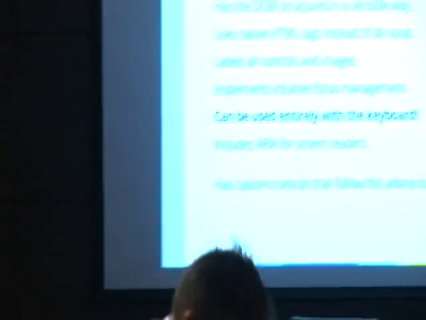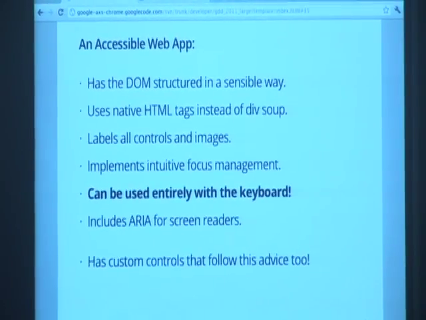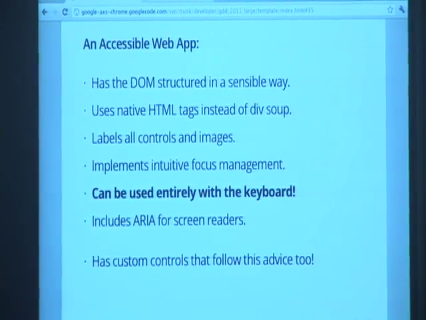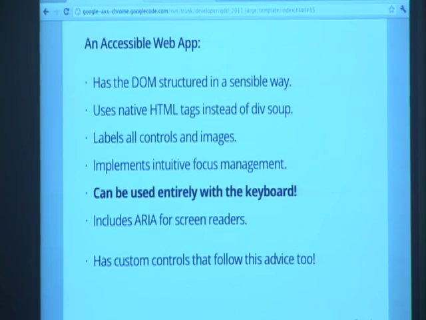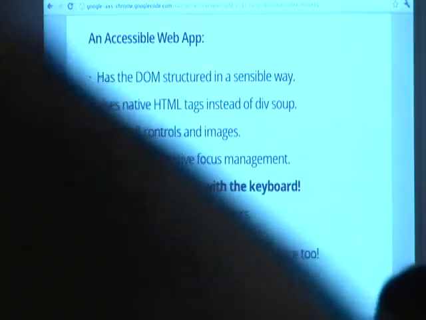So now I'm just going to give you a recap of what I just talked about. So these are the things that you want to have in your accessible web apps. You want to make sure that your DOM is structured sensibly. The skeleton of your web app makes sense to a user who's only seeing that skeleton. You want to make sure you're avoiding div soup wherever you can, that you're using native HTML tags wherever possible. And this will actually save you a lot of work later on.